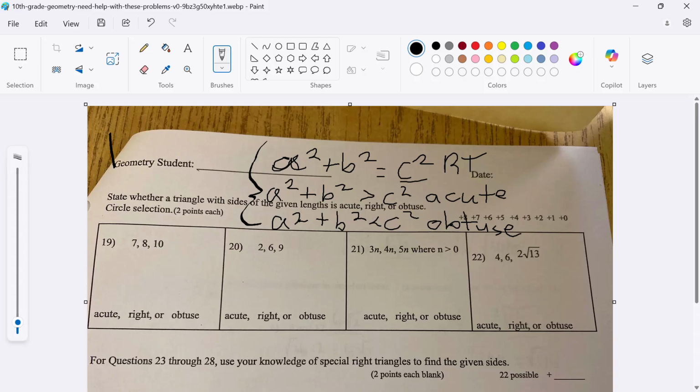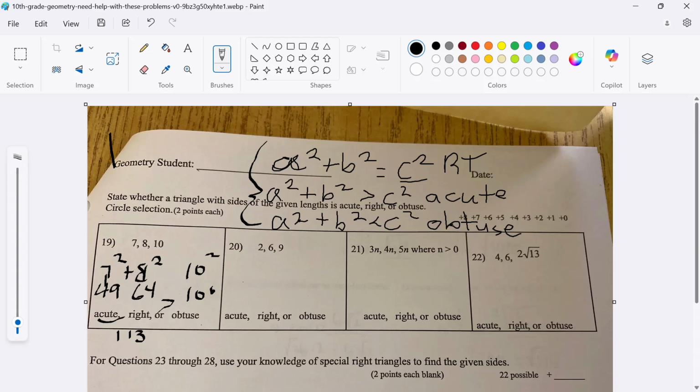So let's try 7, 8, 10. 7 squared plus 8 squared. And I want to compare that to 10 squared. 7 squared is 49. 8 squared is 64. 49 plus 64 is 113. And this is 100. 113 is greater than 100. Greater than, that's an acute triangle.